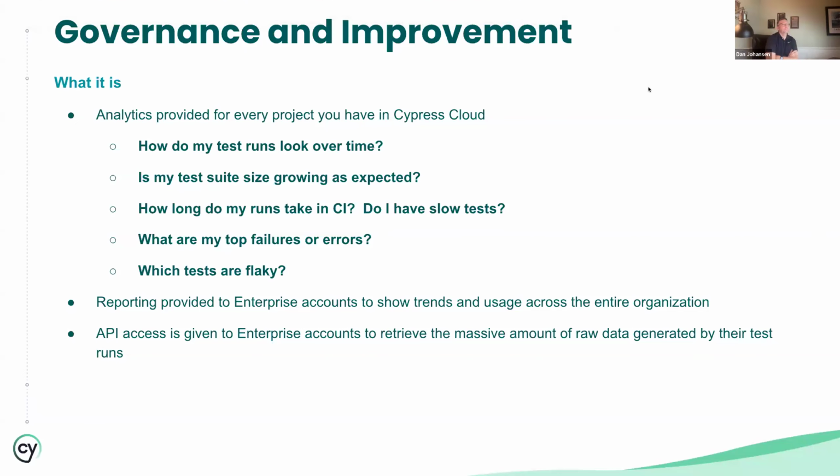Awesome. All right. Well, the last section that we have before we get into the Q&A, so I'll breeze through this really quick and reserve the 15 minutes that we were hoping for with the Q&A. And this is the topic of governance and improvement over the test suite. And so what is this? The governance and improvement aspect is analytics. It's simply there to provide a look for every project that you have in Cypress Cloud.